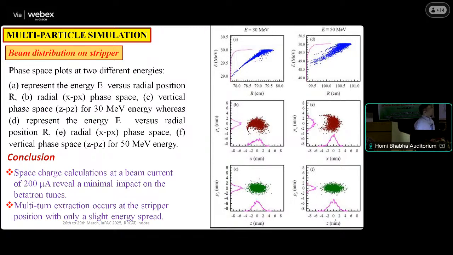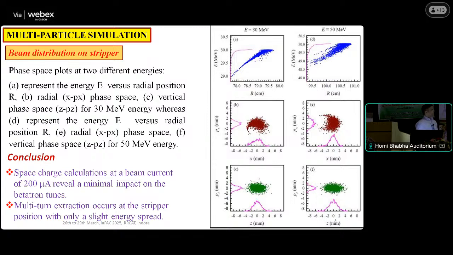Next we calculated the beam distribution on the stripper. In this cyclotron, a stripper foil will be used to extract the beam. For two energies, 50 MeV and 30 MeV, we calculated the beam distribution on the stripper foil. This is the radius and this is the energy. You can see the 50 MeV beam roughly corresponds to around 5 mm in both figures. This means if we take a stripper of 5 to 6 mm, then the energy spread will be less. If we take a bigger stripper, then the energy distribution will be more.